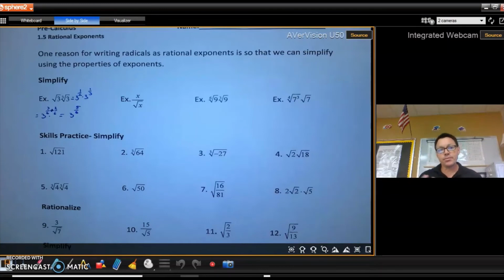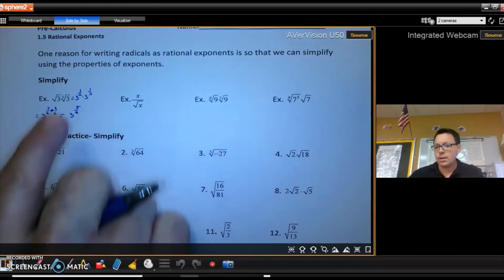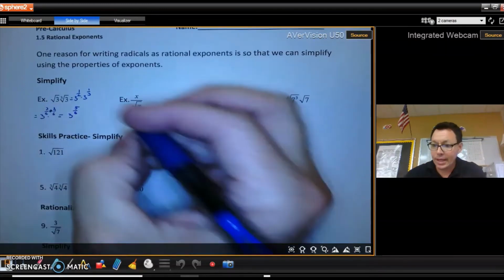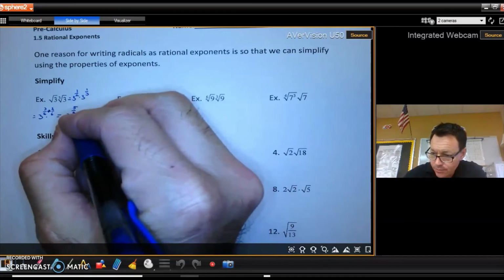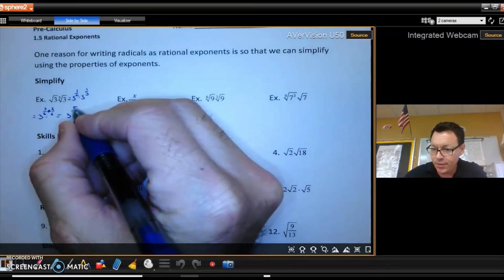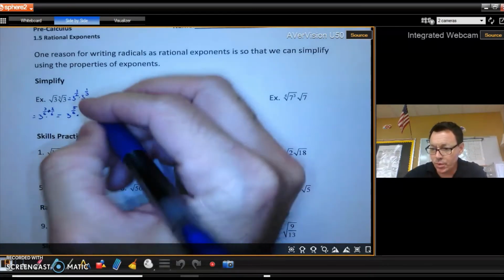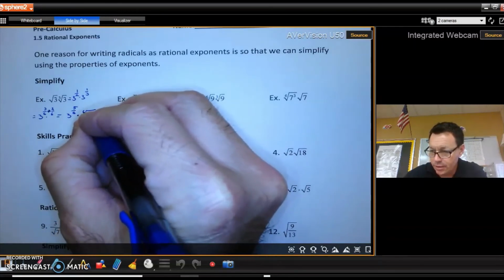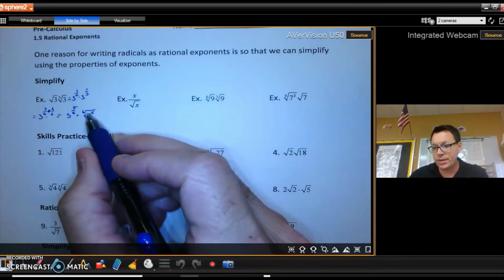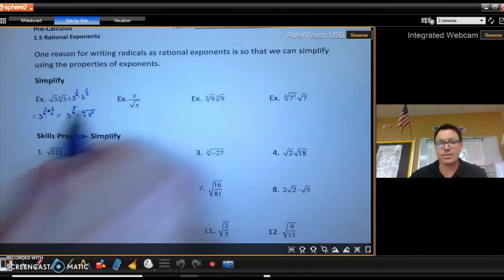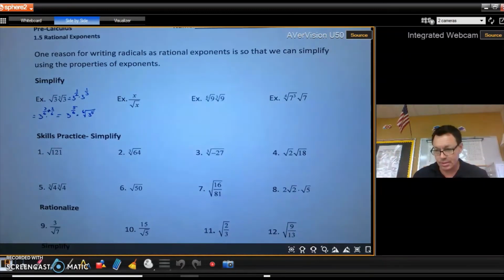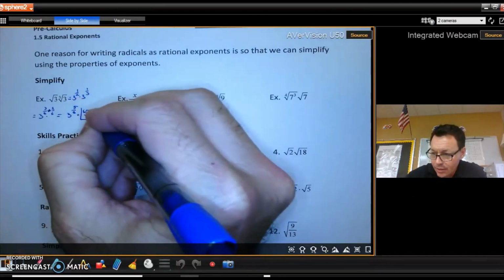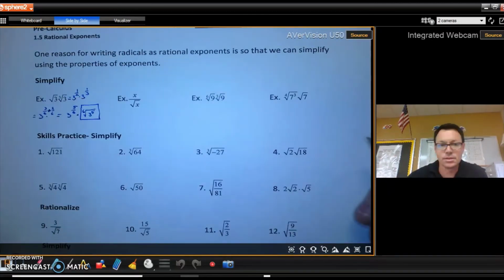Okay, so I've simplified these two radicals into one, and I could rewrite this as a radical. So again, it'd be 3 to the 5th, and then the 6th root of that. So the 6th root of 3 to the 5th. You can put the 3 to the 5th inside the radical, or you could put the 5 on the outside of the radical. Doesn't matter, they're the same thing. But that's why this rational exponent thing is kind of helpful to us.